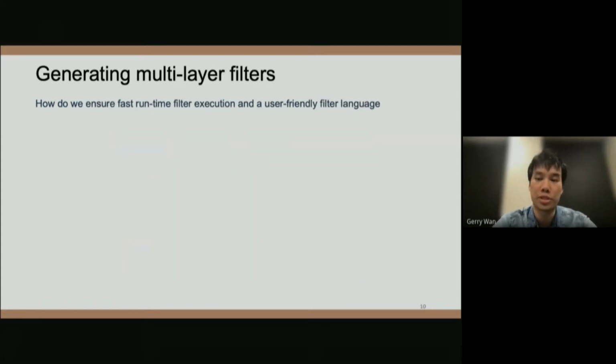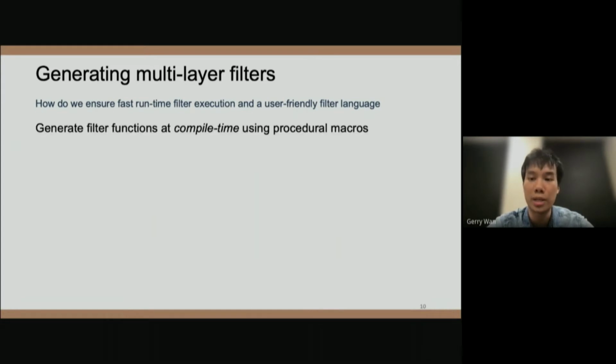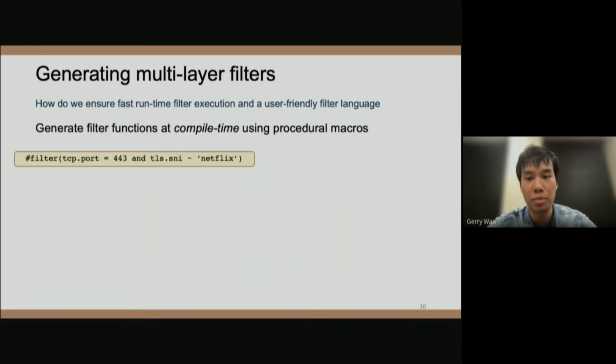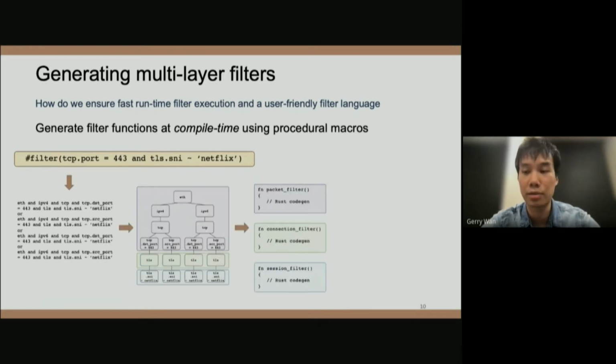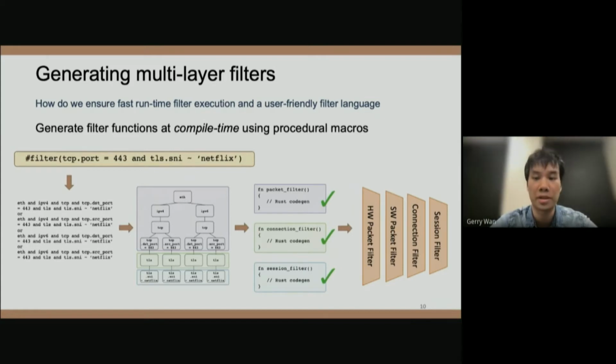But with multiple filters now being applied, we need to make sure that each of these execute quickly while the filter language remains user-friendly. And we do this through what we call compile time filter generation, which leverages a metaprogramming feature of Rust called procedural macros. At compile time, Retina will parse and transform the filter expression into native Rust code that implements each software subfilter. These are then statically verified by the Rust compiler and then inlined into each processing layer, which prevents the overhead of interpreting filters at runtime.